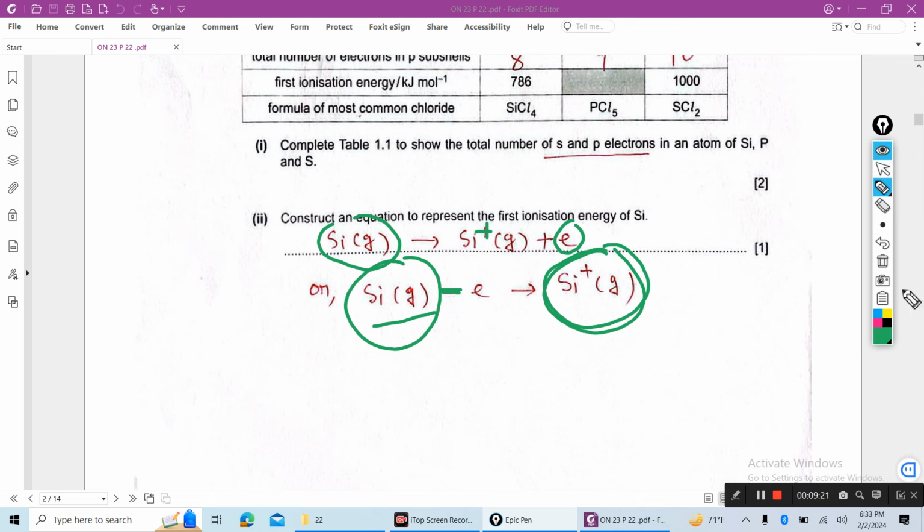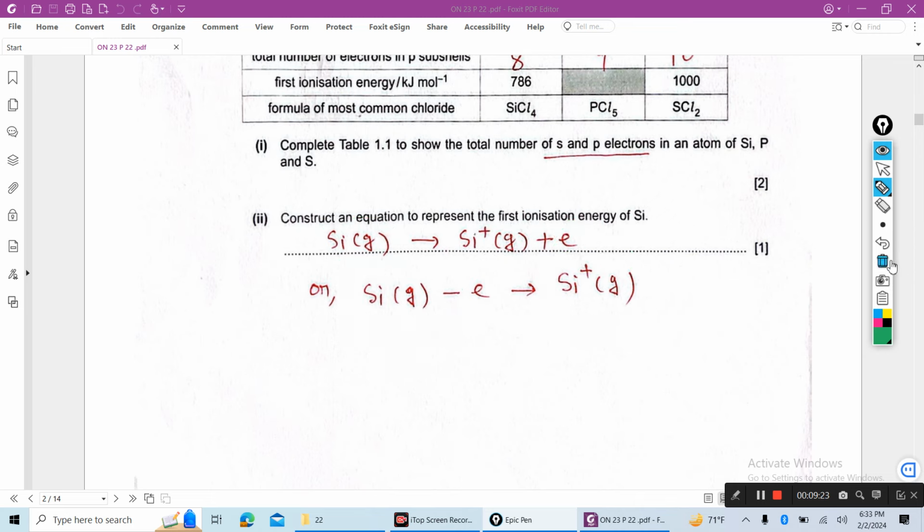I mean, one gaseous atom loses one electron to produce a single positive gaseous ion, and the amount of energy needed is known as first ionization energy. Here the left side is neutral and the right side is positive.